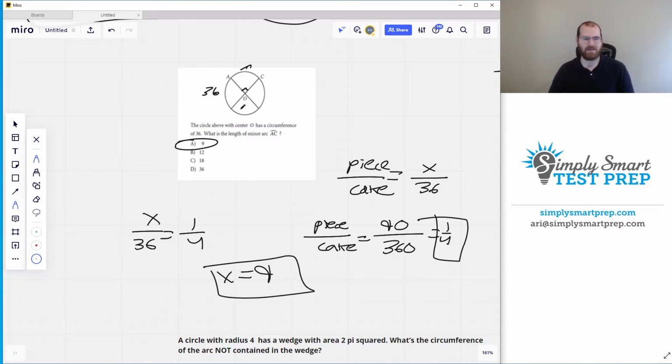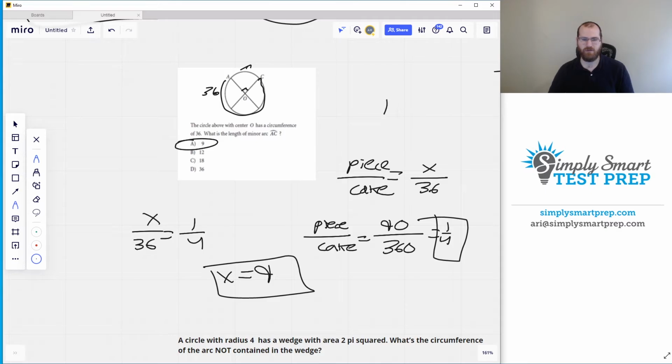I want to show you one thing before we proceed to the next problem. Let's say I was asked for the circumference of the area not in AC, so going this way. What would I do? You could do two things. You can do 36 minus 9, that would give you the answer. What I like to do, though, is figure out the magic proportion for the other area and then just consider it to be my wedge.